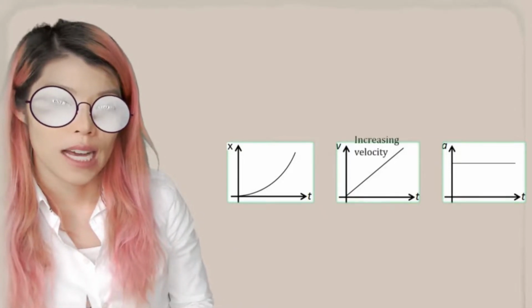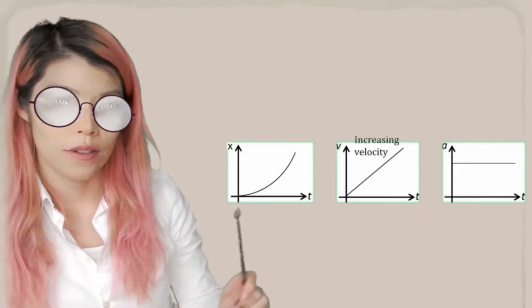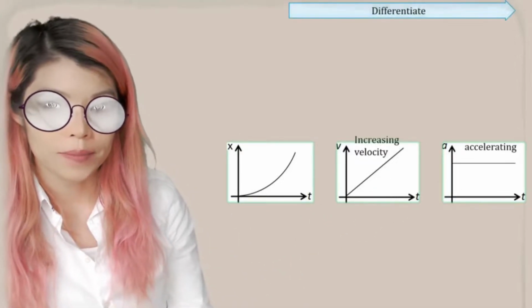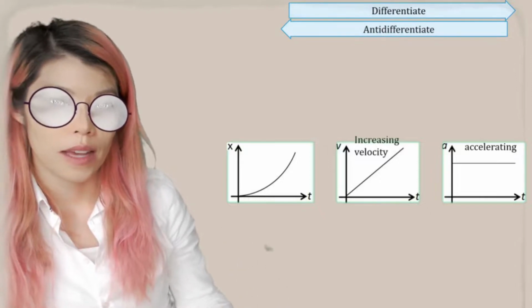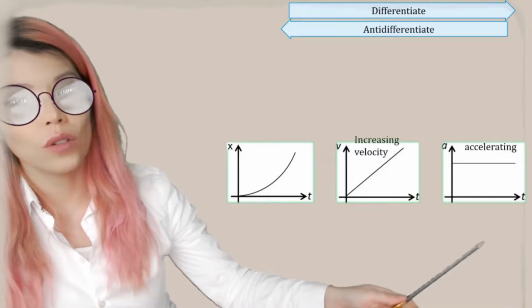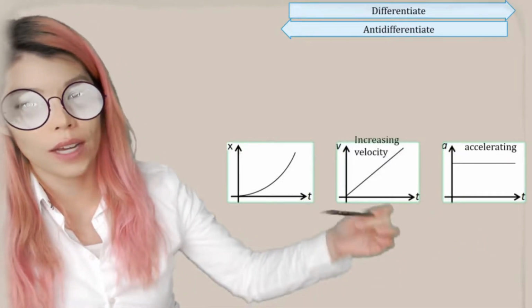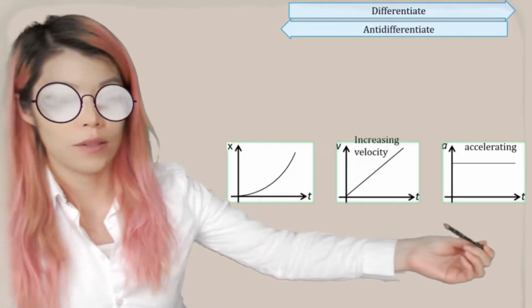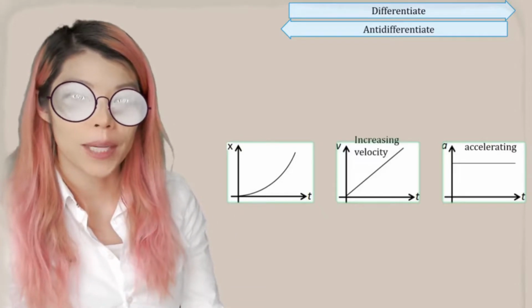Now we also analyze this set of graphs, we can see that the velocity is increasing and the acceleration is constant. And we also describe this as differentiation. Today we're going to look at both ways. We're also going to look at going from the acceleration to velocity to position, or in other words, we're anti-differentiating.